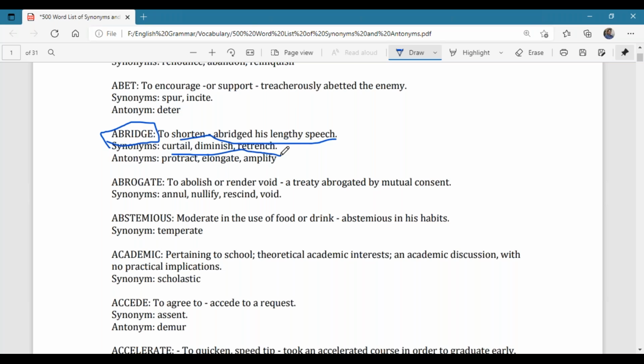Shorten, cut, curtail, and all these things. Okay. Shorten, to cut, curtail, and all these things. Okay.